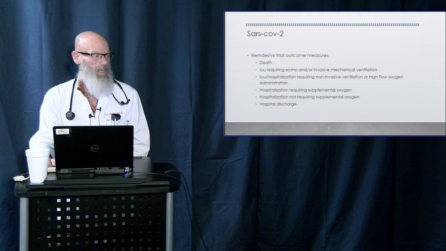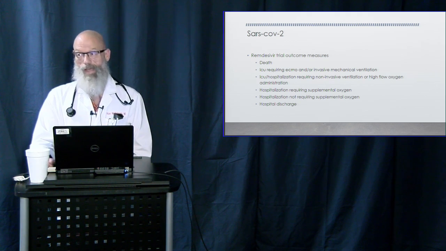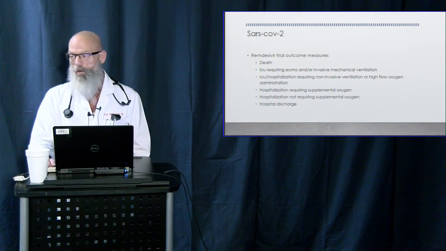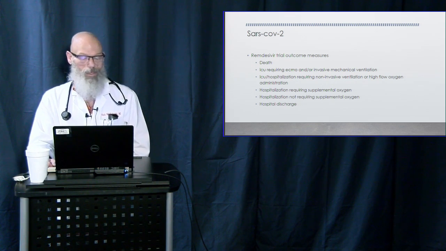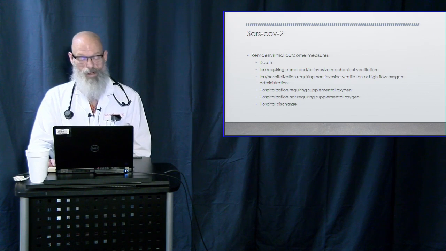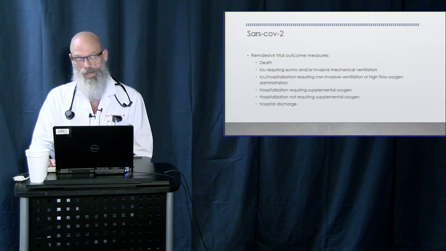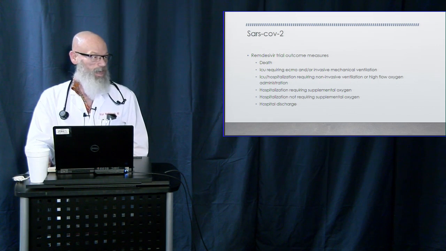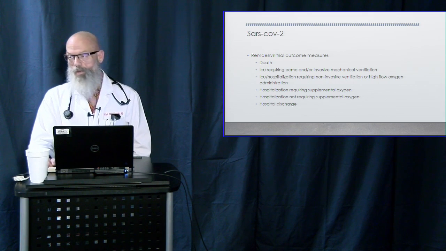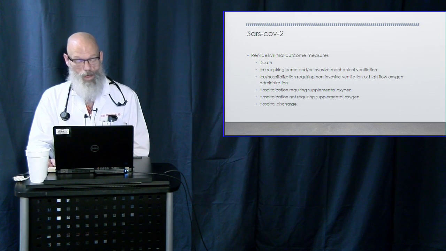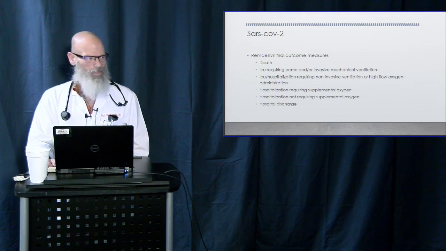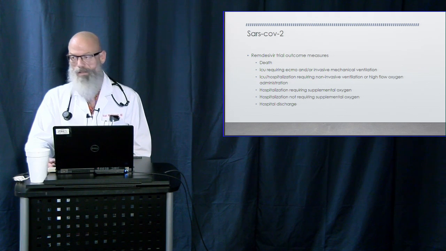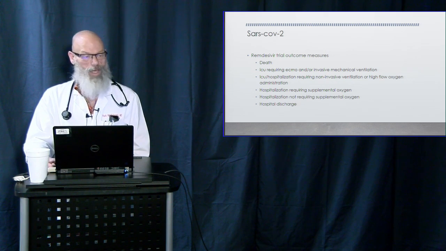The trial outcome measures are as follows: death, ICU hospitalization requiring ECMO or invasive mechanical ventilation, intensive care hospitalization requiring non-invasive ventilation or high-flow oxygen, hospitalization not necessarily in the intensive care unit requiring supplemental oxygen, or not requiring supplemental oxygen. I'm not sure why they would be in the hospital, but that's one of the measures that's listed. Plus, obviously, they'll be looking at time to hospital discharge.